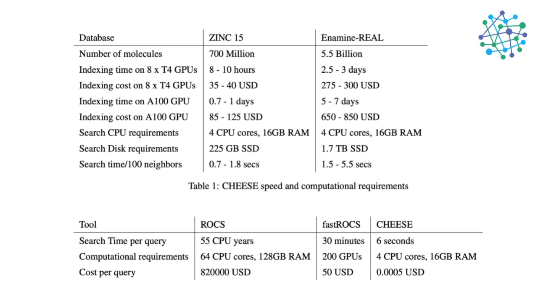To highlight some of these stats, for instance, in comparison to RDKit or FastROCS, that's the table in the bottom, you can see that with ROCS it would take 55 CPU years on 64 CPU cores to search in Enamine REAL, which is 5.5 billion molecules. With FastROCS, it would take 30 minutes on 200 GPUs. And with CHEESE, it takes only 6 seconds per query and needs only 4 CPU cores. So there is an astronomical difference in the speed as well as in the cost per one search or one virtual screening.